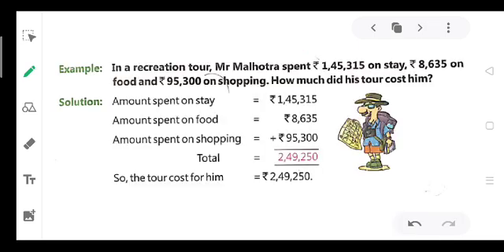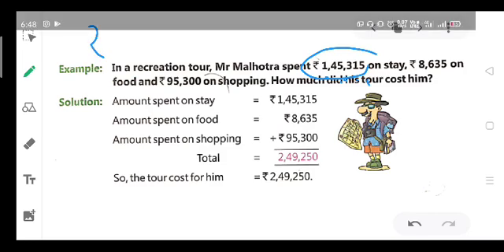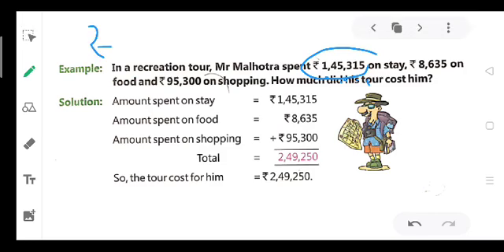Next question. In a recreation tour, Mr. Malhotra spent 1,45,315. We have to read this money according to its periods. So how many periods are here? 3. Ones, thousands, lakhs. Ones has 3 digits, then thousands, 2 digits, and then lakh. We are writing rupee. When we write, we write the rupee symbol first, but when we read it, we will read rupees at the last.